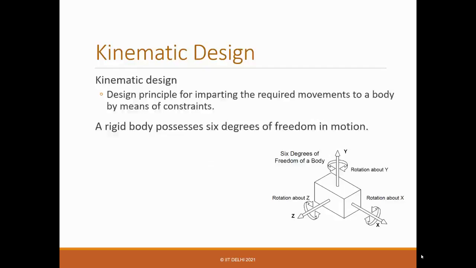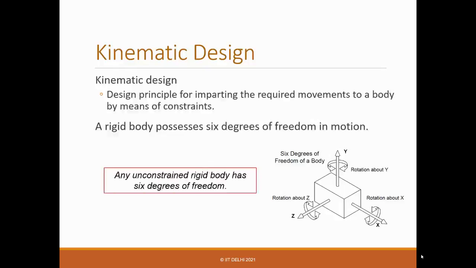A rigid body has a total of 6 degrees of freedom in motion: 3 translations and 3 rotations. So at the max, 6. Please keep in mind, there should not be any doubt here. It's unconstrained.